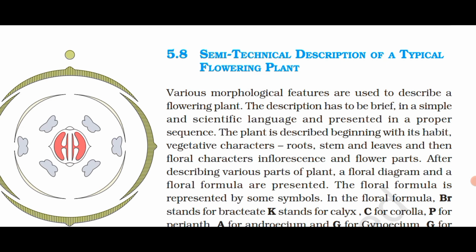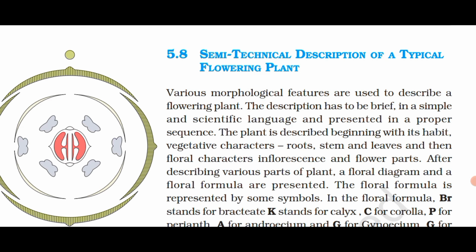Semi-technical description of a typical flowering plant. Various morphological features are used to describe a flowering plant. The description has to be brief, in simple and scientific language, and presented in a proper sequence. The plant is described beginning with its habit, vegetative characters (roots, stem, and leaves), and then floral characters (inflorescence and flower parts).